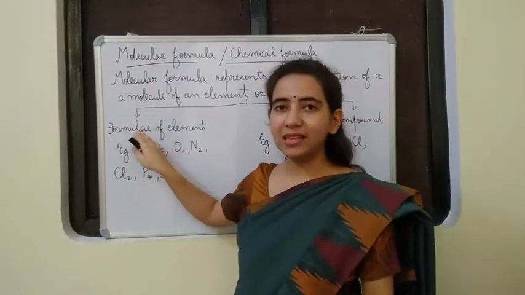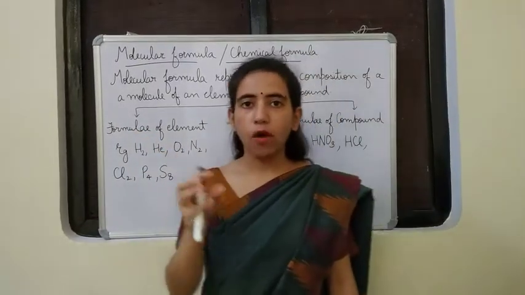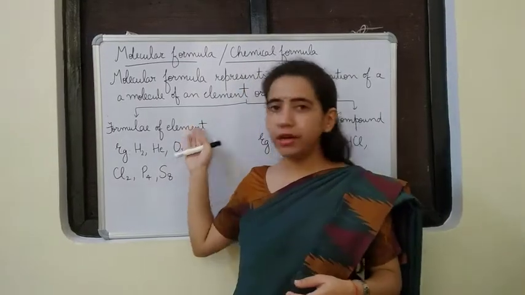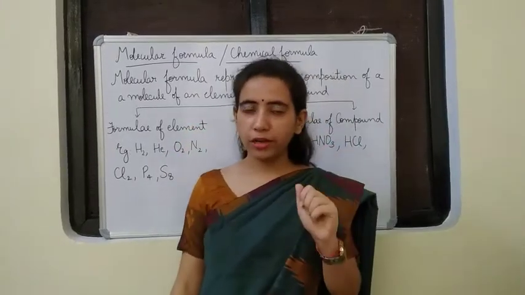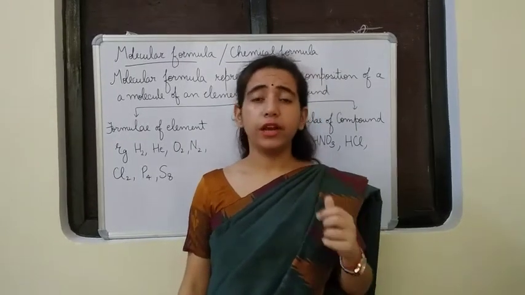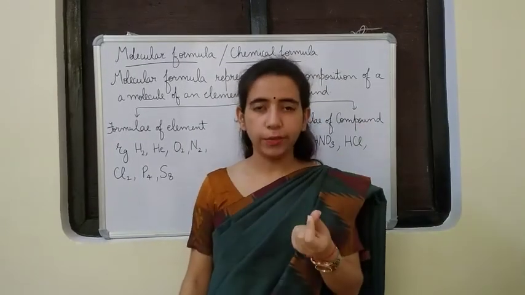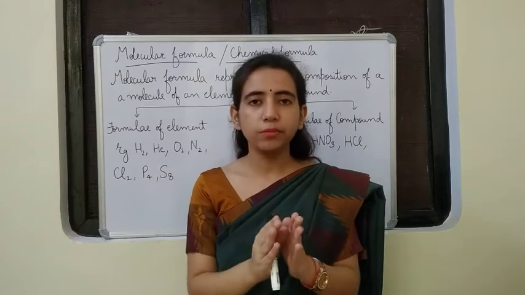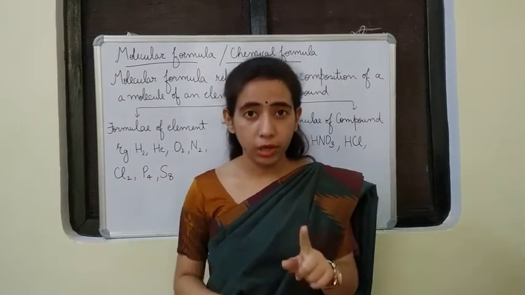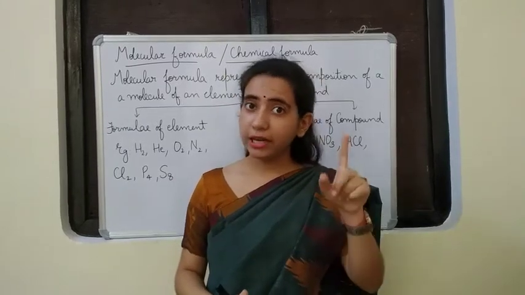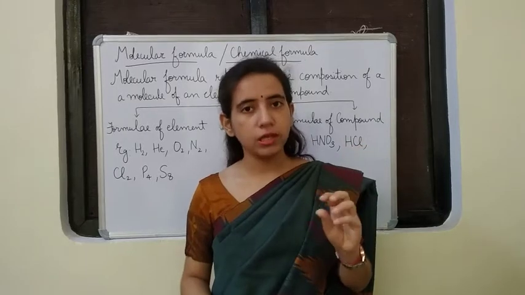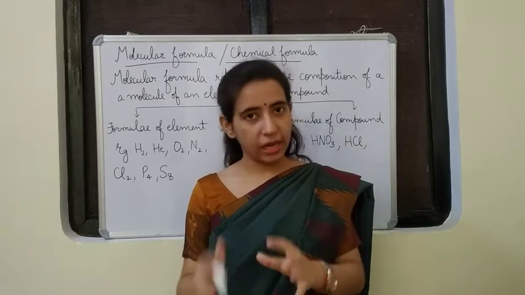Formula of an element tells us the number of atoms of the particular element present in a molecule. You know, an element is made up of only one kind of atoms. So if we are taking one molecule of that element, by its formula we will come to know how many atoms are present in that one molecule, and that you have already studied. That term is atomicity. Atomicity is the number of atoms present in a molecule of an element.